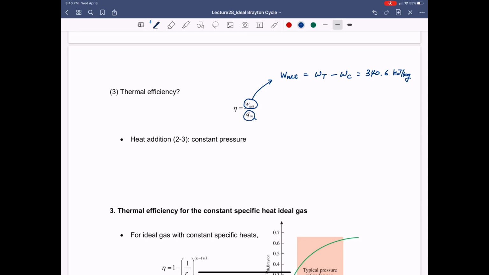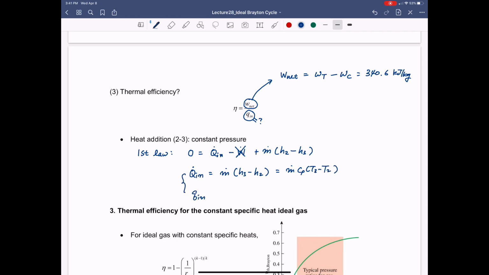Now, how can you calculate Q in? In order to calculate Q in, we have to think about the heat addition process. Using the first law of thermodynamics for an open system at steady state, the left-hand side is 0, and we have Q dot in, the heat input rate, minus W dot, but we don't have any power generated or needed during this constant pressure heat addition process, and we have m dot with inlet h2 and outlet h3. So Q dot in can be expressed as m dot (h3 minus h2), or m dot Cp (T3 minus T2).